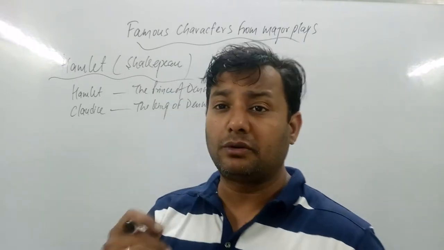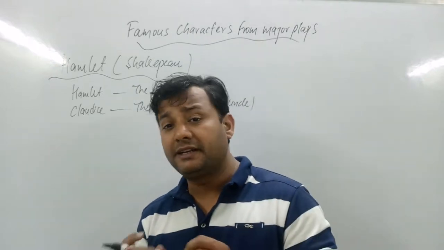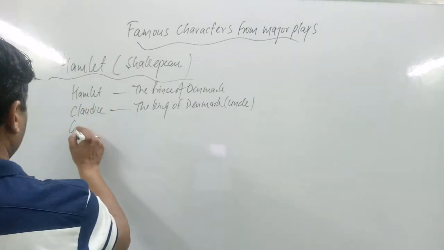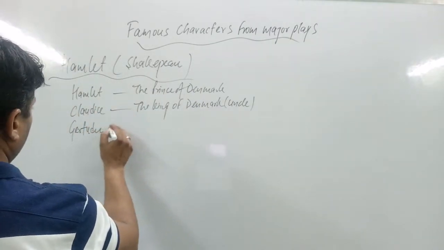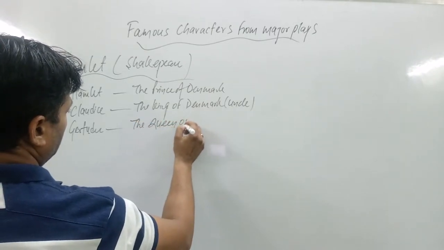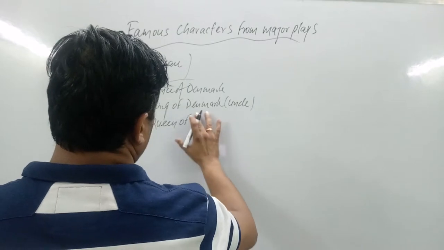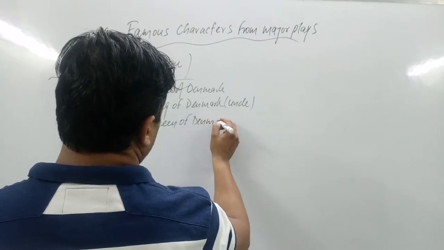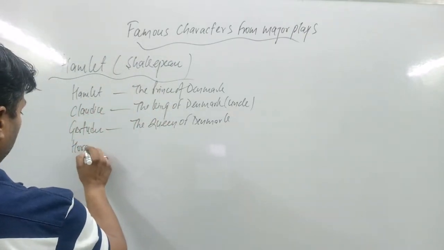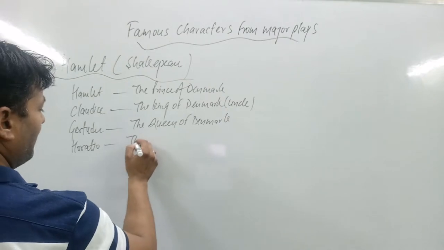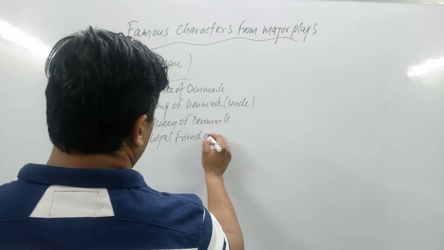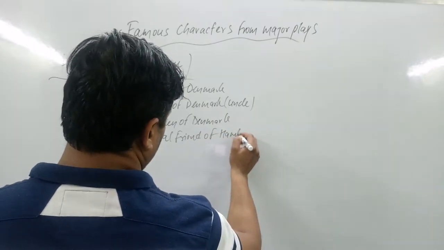Then the next most important character is none other than Gertrude, the mother of Hamlet, the queen of Denmark. Then there is one more important character that we must know, Horatio, the loyal friend of Hamlet.